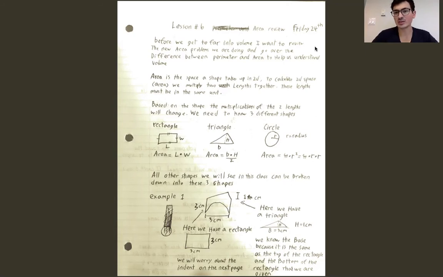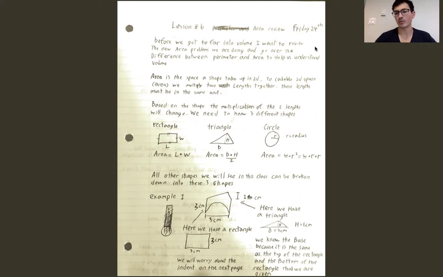Last class, so Wednesday, we went into volume a little bit, just so we could look at the difference between surface area and volume. Once we get to volume, we're going to be dealing with the amount of space a 3D shape takes up. But when we're looking at area, we're just looking at the amount of space a two-dimensional shape takes up.